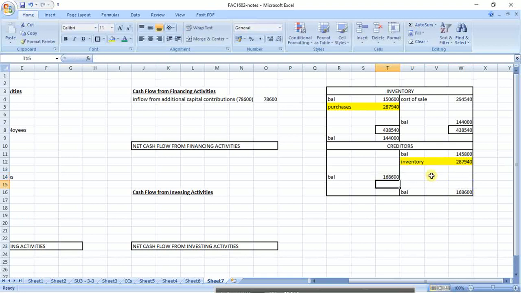Can we balance that account off? Yes, you can. So what we're going to do, at which side? The bigger side, so that's the right side.